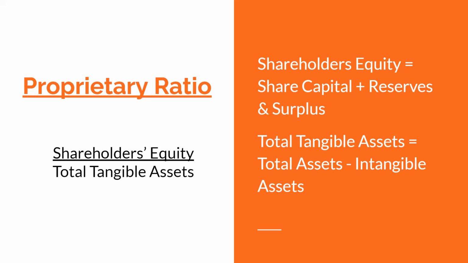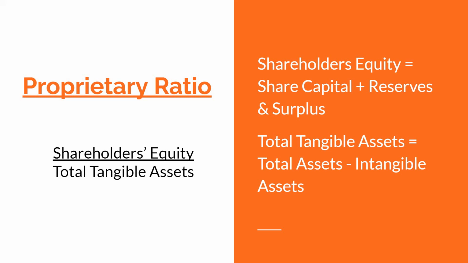So shareholders' equity is very simple, share capital plus reserves and surplus that you have, that is accumulated profit. Then shareholders' equity is divided by total tangible assets. So here what we are doing is reducing the intangible assets from your total assets.